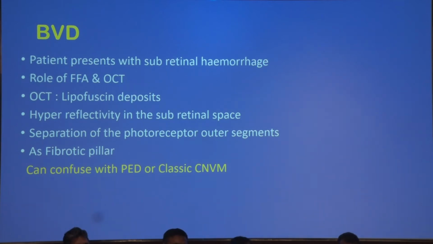There is an important role for other investigative modalities in these patients, like in all the other conditions we discussed previously. FFA and OCT play an important role in diagnosis when there is confusion, when the clinical picture is not fitting into any diagnosis. We can sometimes confuse these cases even with PED or a classic CNVM, because, as the previous speaker showed, one case presented with a fibrotic pillar, so you can mistake it for a CNVM complex.